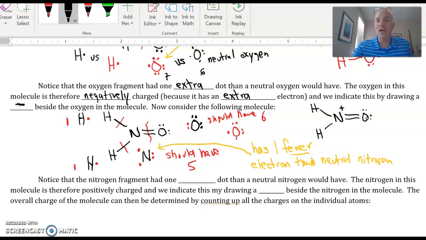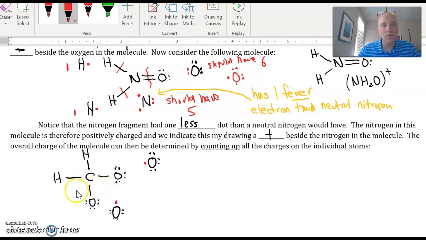If I was to show this molecule as a formula, I could also represent it as NH2O, and I like to put parentheses around the formula and put a little positive charge on the outside. What this is showing is the same thing, that overall this entire molecule, if we added up all the atoms, would have an overall positive charge.